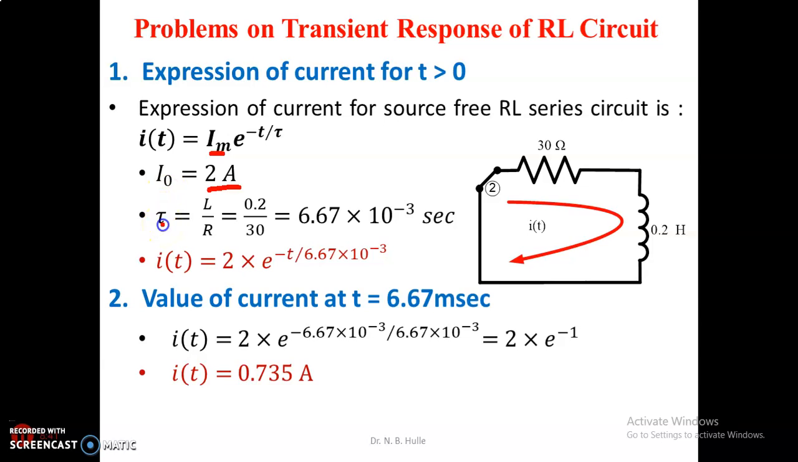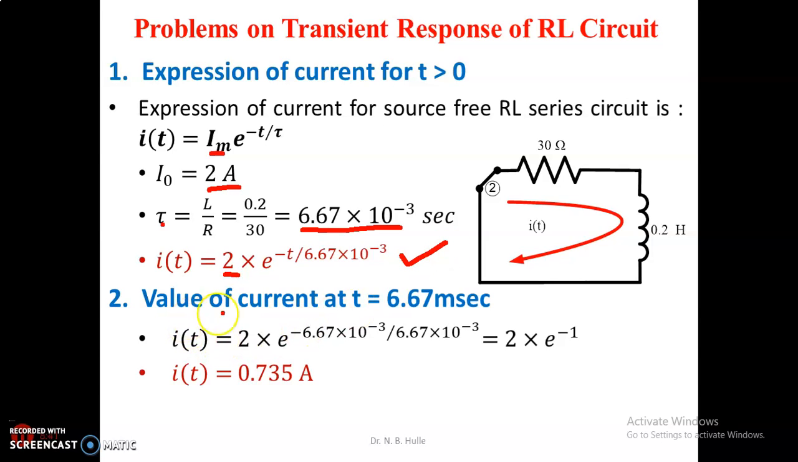This tau is the time constant for the present case, that is, after switching. We are nowhere related to the time constant before switching. Here it is L upon R, where L is 0.2 divided by resistance of 30. 0.2 divided by 30 will be 6.67 into 10 raised to the power of minus 3 seconds, which is the time constant. If we substitute those values, Im will be 2 amperes and e raised to the power of minus t by tau, where tau is 6.67 into 10 raised to the power of minus 3. This is the expression for current for t greater than 0 for this circuit, which is nothing but the source-free RL series circuit.